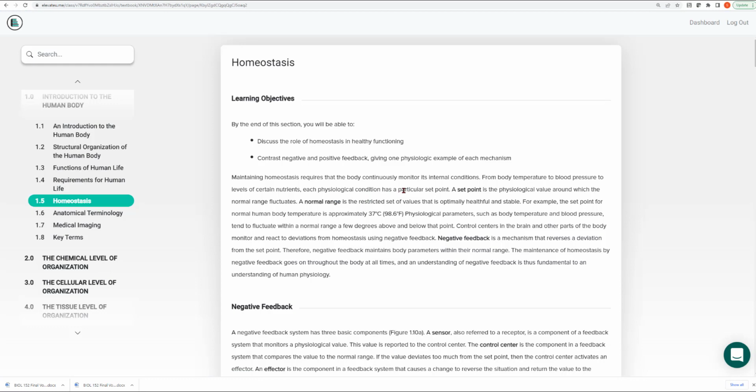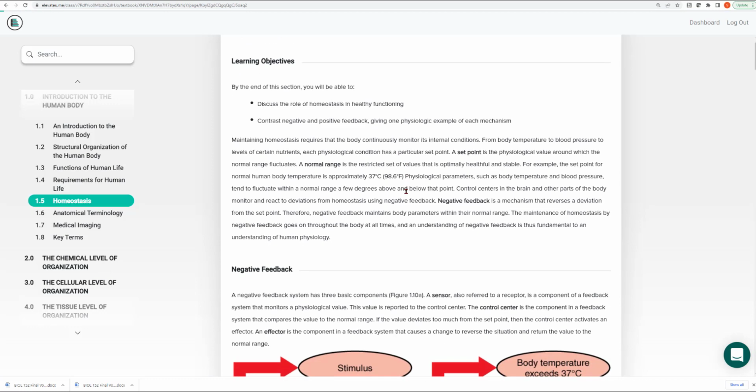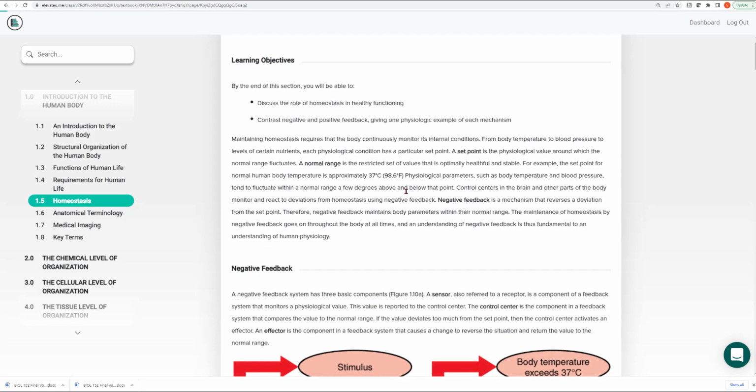Moving on to section 5. This is about homeostasis. I've already introduced this topic. So homeostasis, one way of thinking about it is, again, no matter how varied your external environment is, no matter how hot it is outside, your body temperature is going to stay relatively the same.